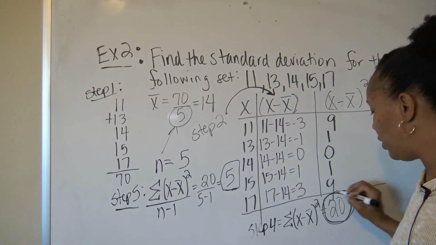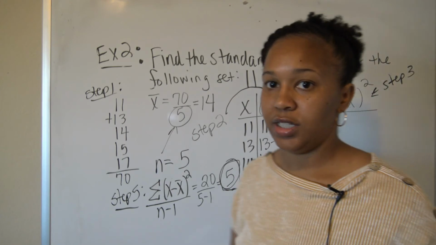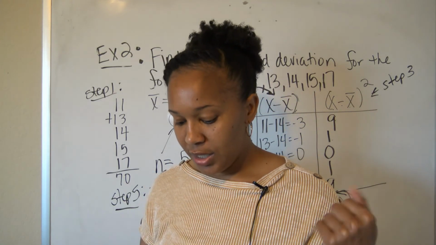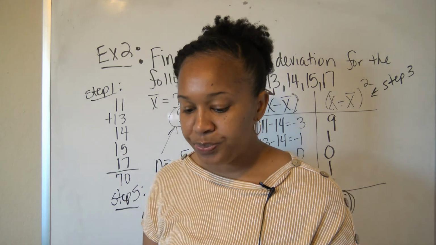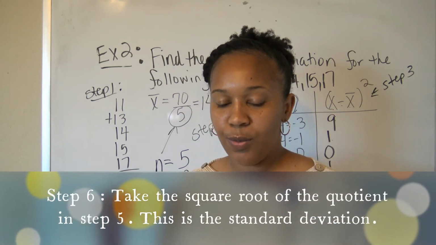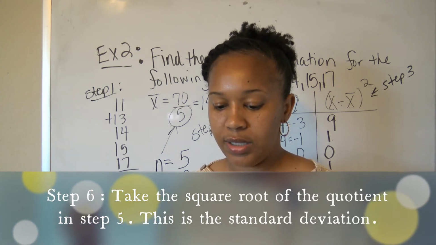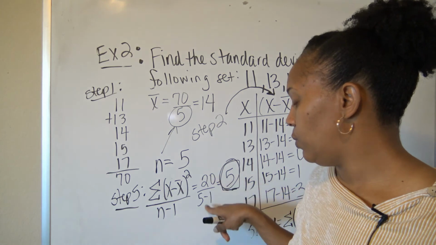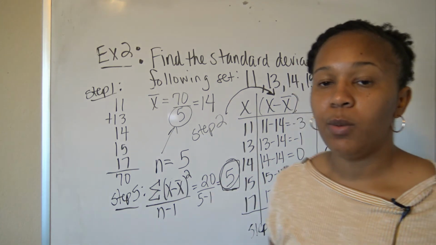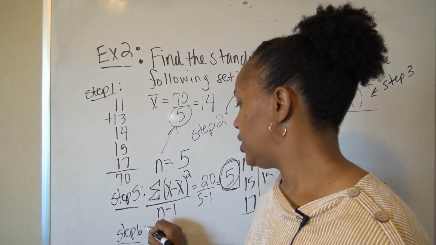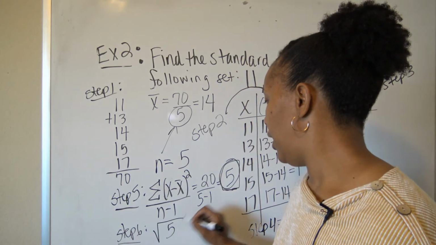So even though I'm circling these, these aren't my final answers. That's just the result from each step, okay? And we have to go through these to get to the final result. All right, now step 6 is to take the square root of the quotient in step 5. Okay, so we already divided it out. It was a quotient when it was 20 over 4, but now we want to take the square root of that. So for step 6, we will just take the square root of that answer.